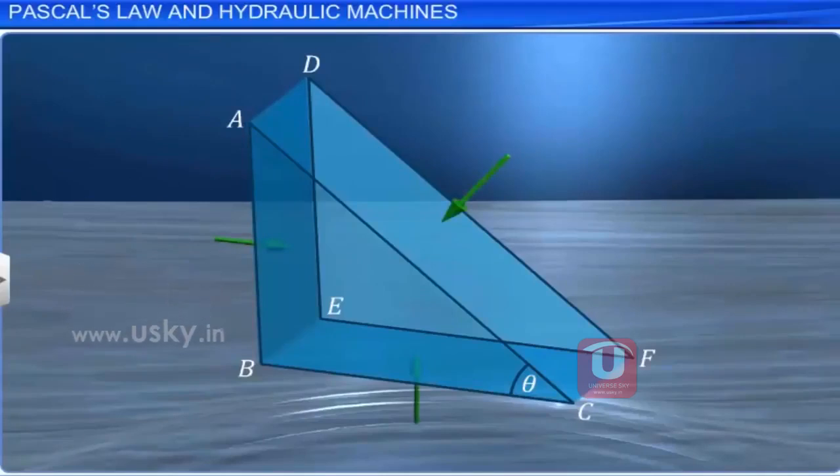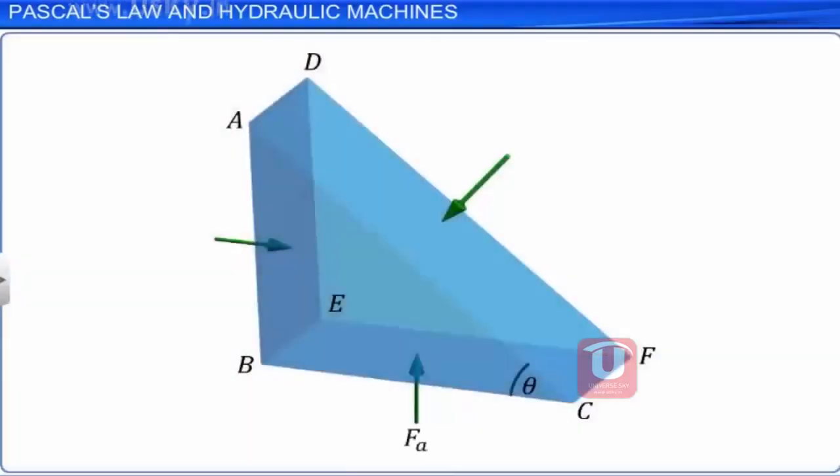Let Fa, Fb, and Fc be the normal forces acting on the 3 rectangular surfaces of the prismatic element. AA, AB, and AC represent the areas of the faces BEFC, ADFC, and ADEB of the element respectively. PA, PB, and PC represent the pressures acting on the areas AA, AB, and AC.